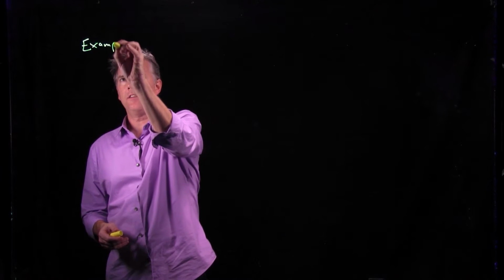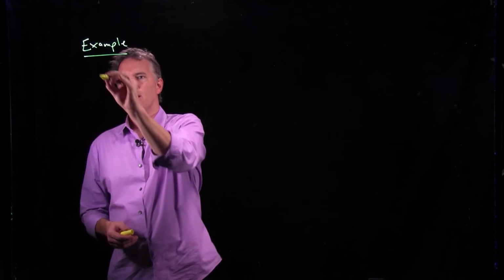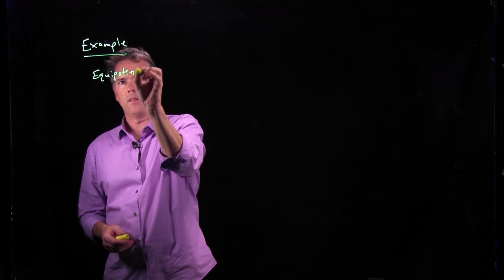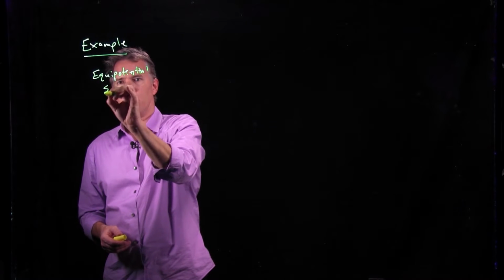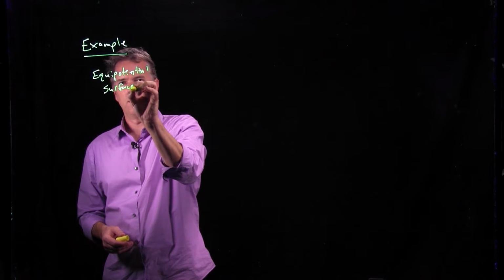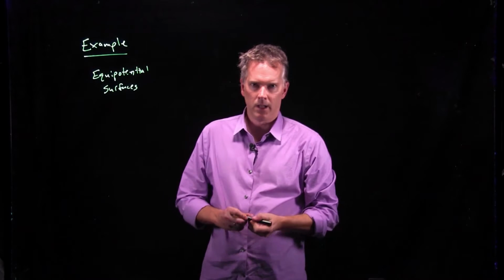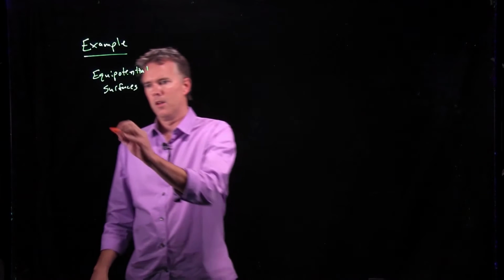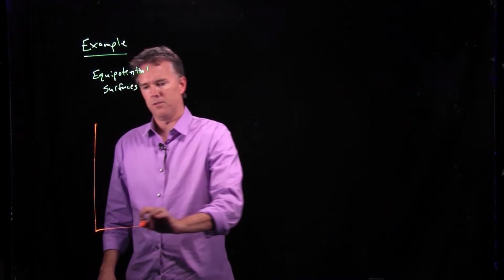Let's say we do an example problem with equipotential surfaces. Okay, so let's say that we have these surfaces, we're going to draw them. And then we want to calculate something about moving charge from one surface to another. So we're going to draw some region of space here.